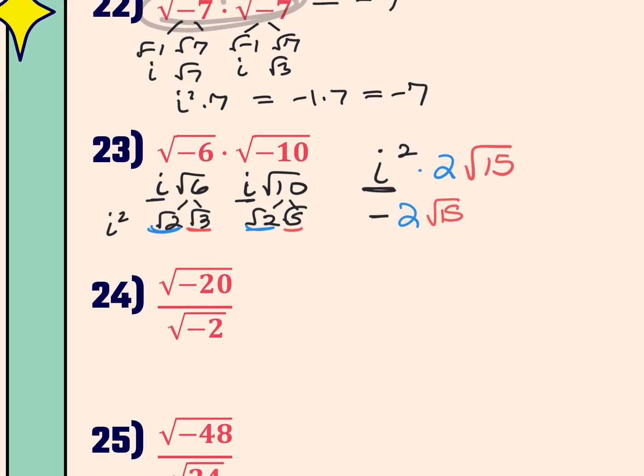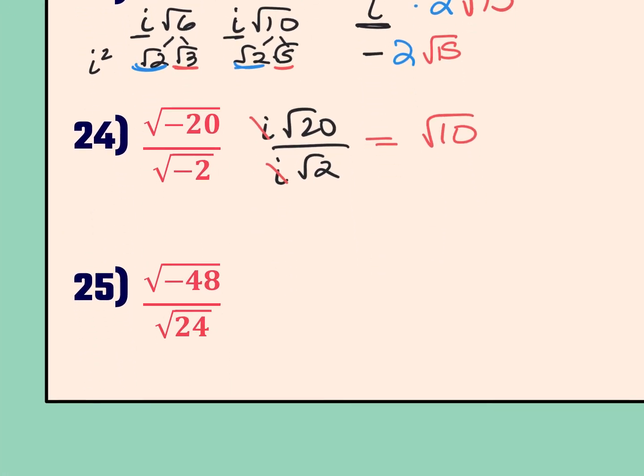For the next one, let's pull out the i's. i radical 20, i radical 2. Here, i divided by i is just 1, and then the square root of 20 divided by the square root of 2 is just square root of 10. So if you can simplify what's under the radicals, do that.